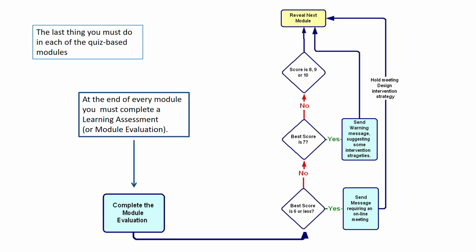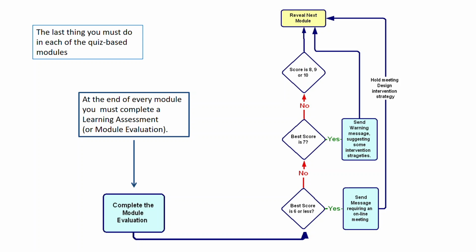All right. So was your best score, and by the way, if you haven't figured this out or seen it in the syllabus, after your 3 quizzes, you get the highest score, right? Not the last score, not the average, but the highest score. So if your best score is 6 or less, then I'm going to send you a message requiring an online meeting. Now, an online meeting could be an exchange of emails, or it could be a video conference where we sit down and work out something. But obviously, 3 attempts and you're scoring at a D minus level, 60%, something's wrong.